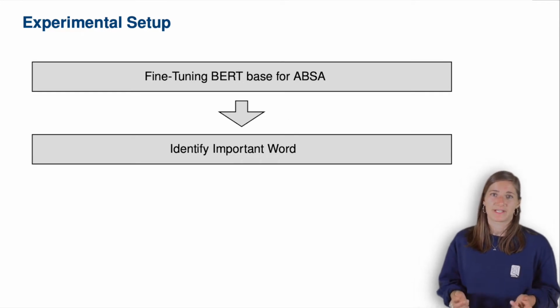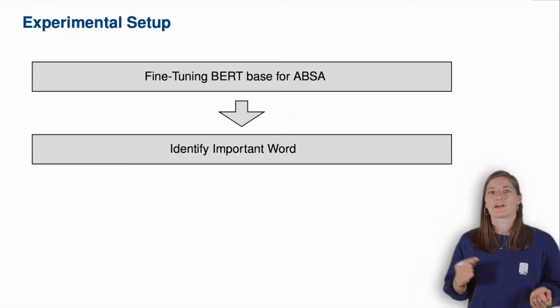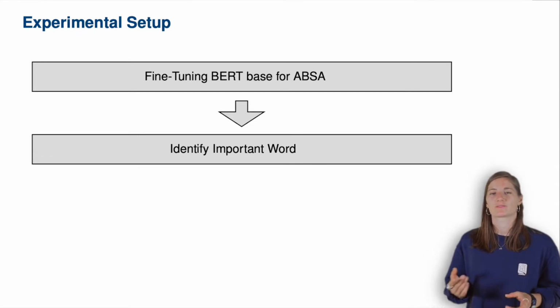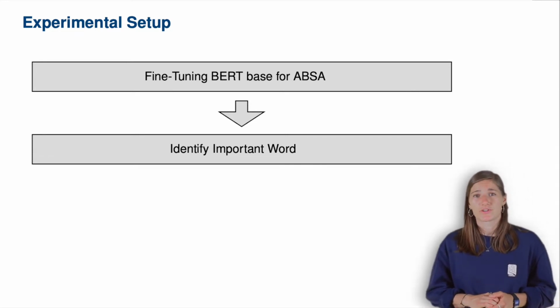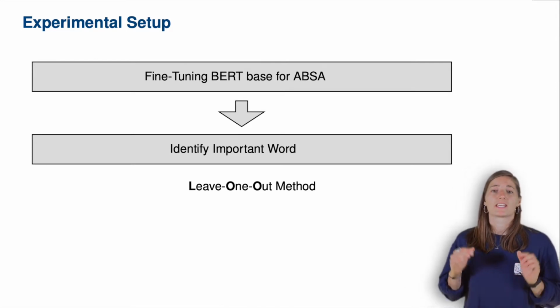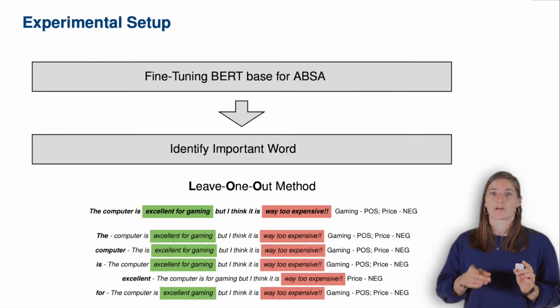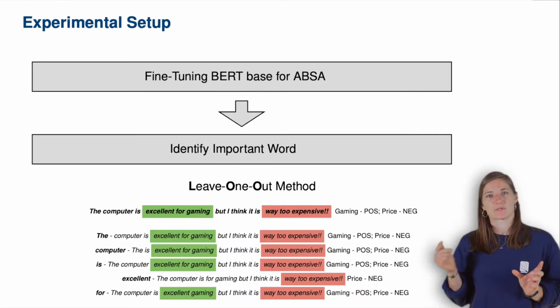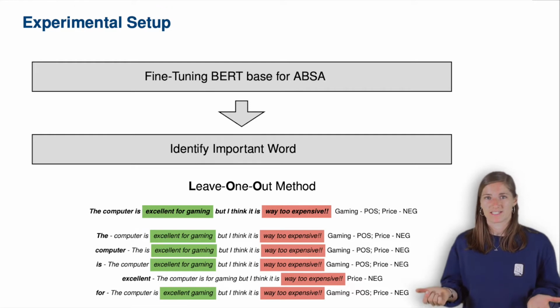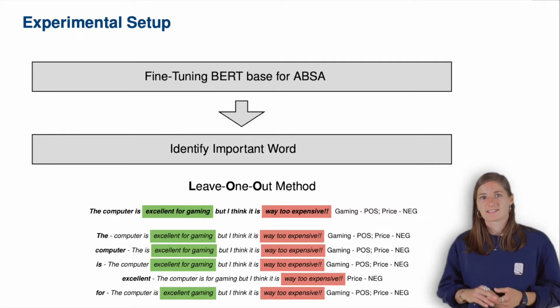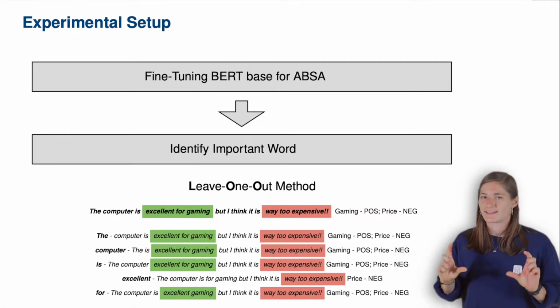In the second step, we use the trained ABSA model to identify the word of a sentence which is important for the model's prediction. To do so, we used a method called leave one out method. We took each sentence and dropped one word after the other. After that, each incomplete sentence is predicted and the words which changed the prediction through their absence are stored separately. In the example of our sentence, the only important word is excellent.